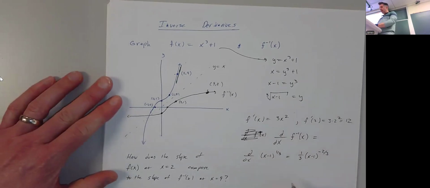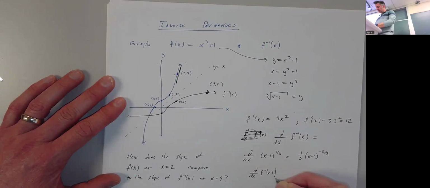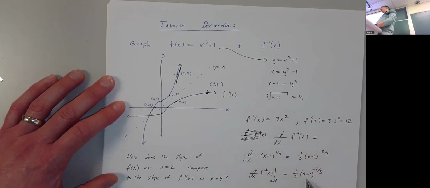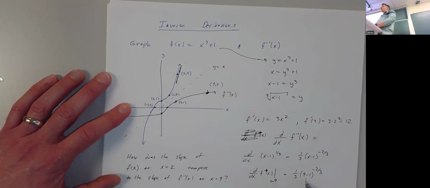And then we plug in 9, I'm going to get the following. The derivative of f inverse of x evaluated at x equal to 9 is going to be 1/3 times 9 minus 1 to the negative 2/3. 8 to the negative 2/3 is, let's see, 8 to the 1/3 is 2. 2 squared is 4. 2 to the negative second is 1/4. So we're going to get 1/3 times 1/4, which is 1/12.